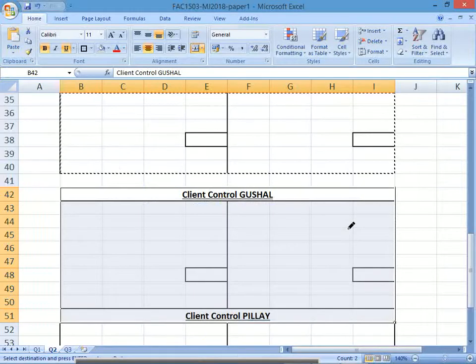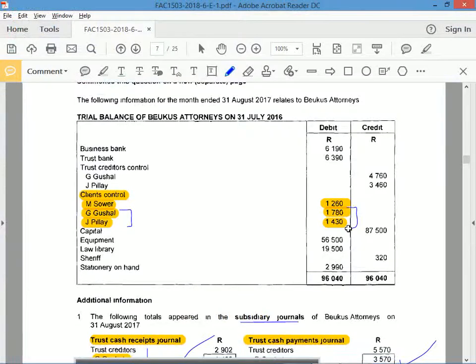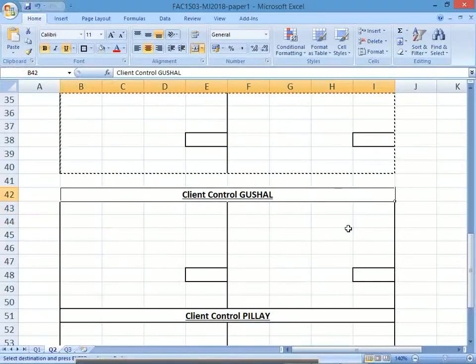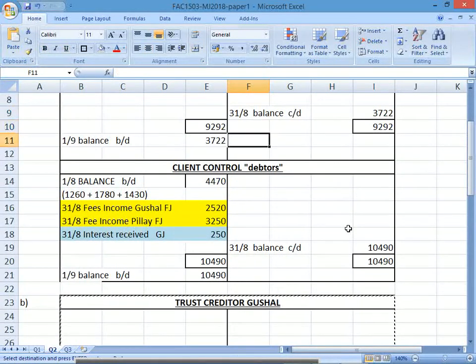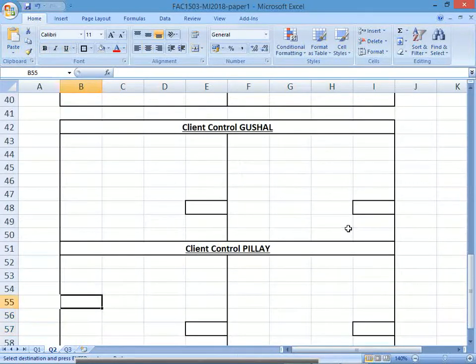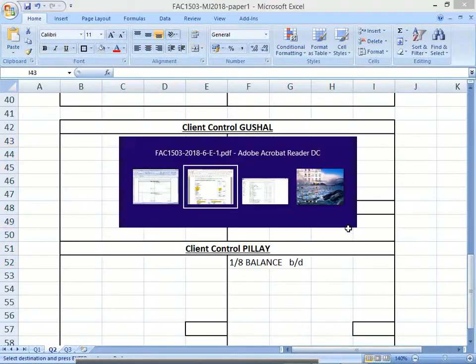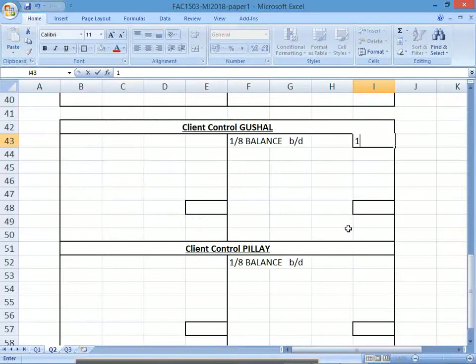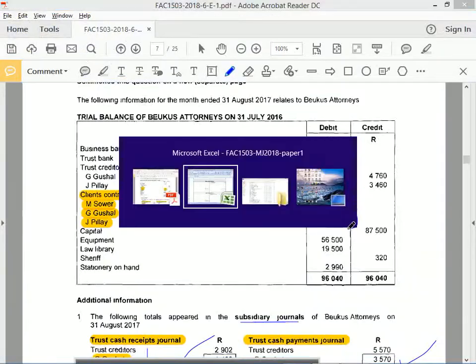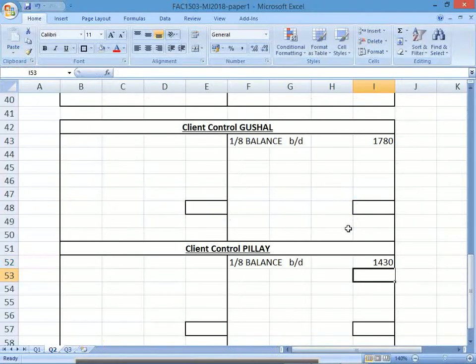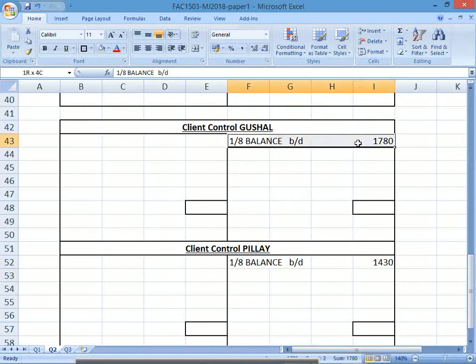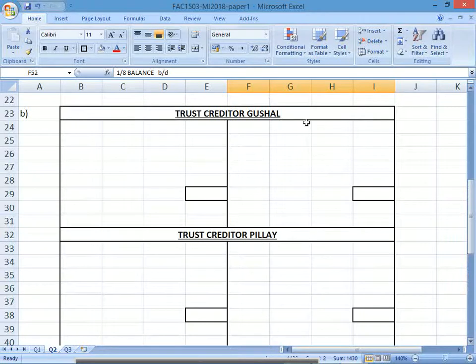Okay, so let's put those amounts in. Client control, we need a balance. Gushal, let's get the balance brought down. Okay. How much does Gushal have? Paste. Gushal has 1780. P has 1430. Okay, there's the first two, easy marks. Balance for that guy, balance for that guy. Let's go up. Let's get some marks here.